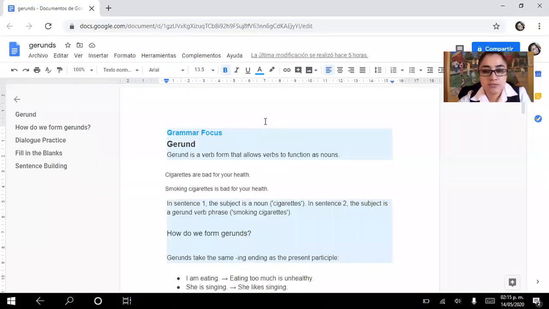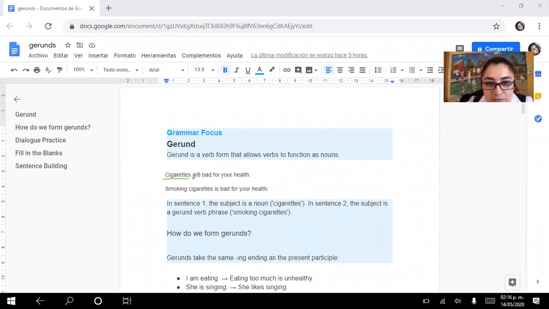In this resource, we read the definition of gerunds, and we said that the gerund is a verb form that allows a verb to function as a noun. Then we said that here we have a sentence: Cigarettes are bad for your health.